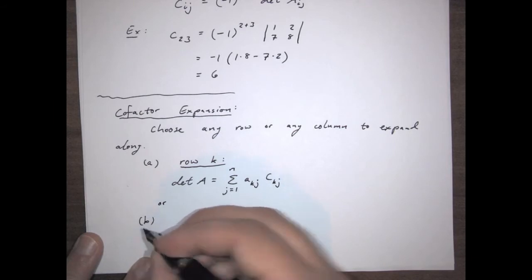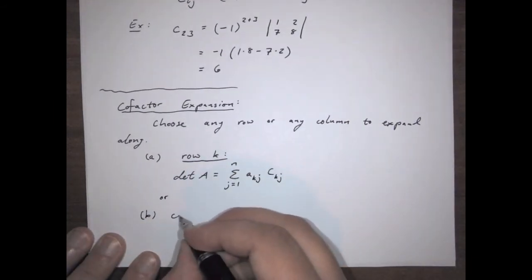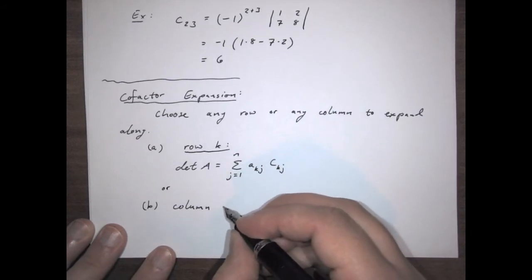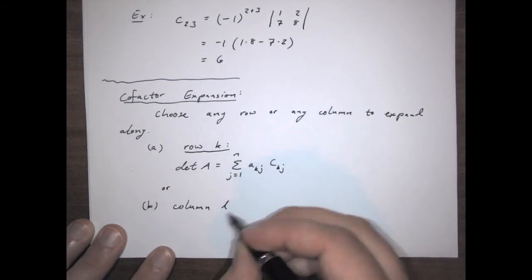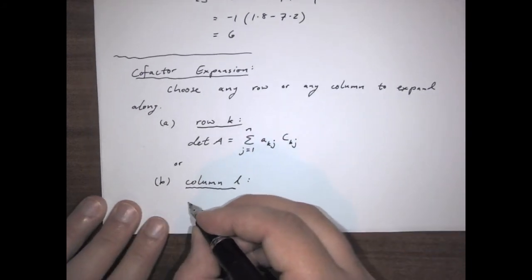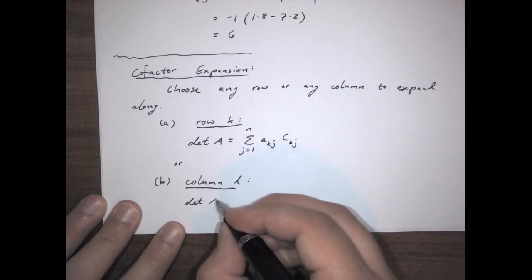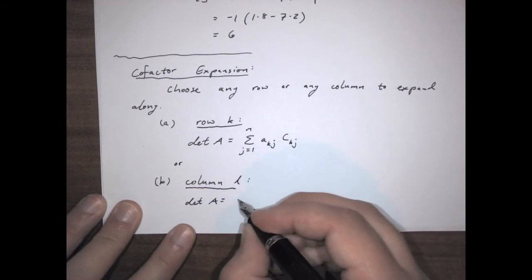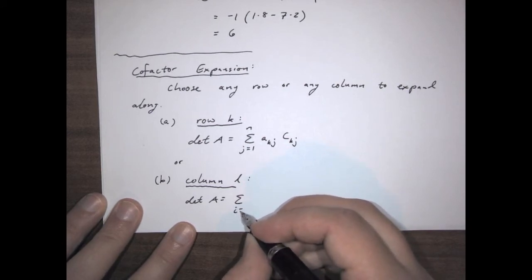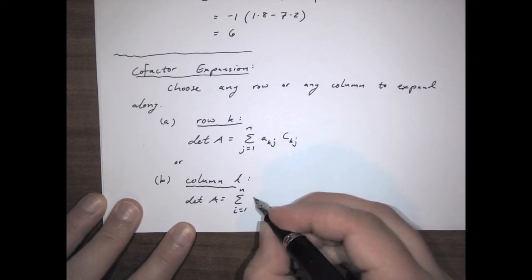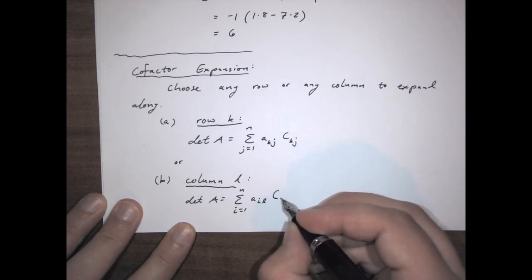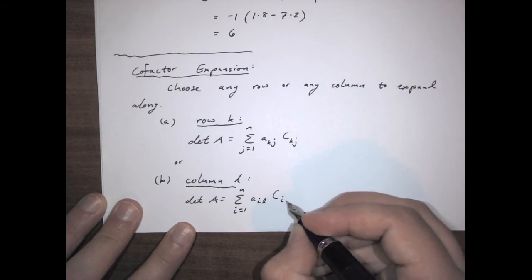Let's say it was column. And we could use K again, but just to make sure it's nice and clear, we'll say column L. So determinant of A is equal to the sum as i goes from 1 to n of A_iL C_iL.